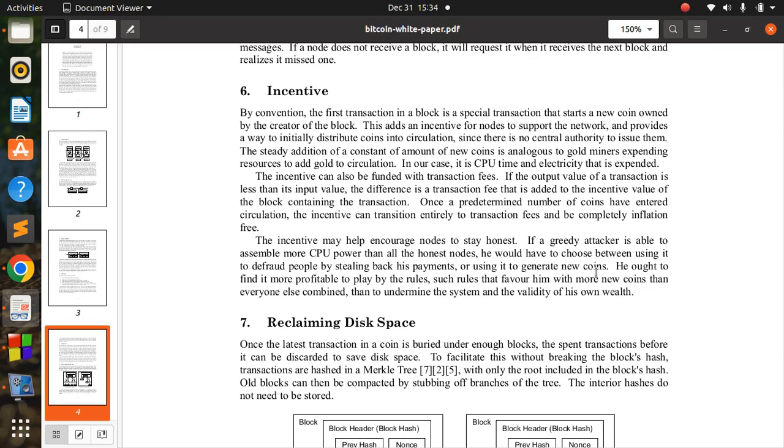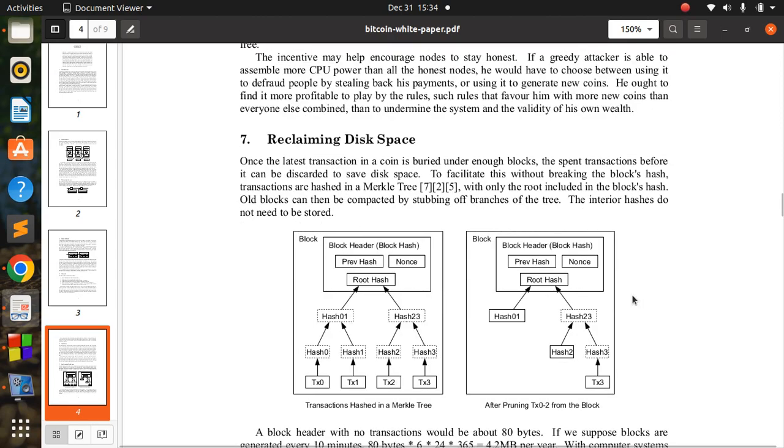Why is it not possible? Because so many honest nodes have more CPU power and more IP addresses than an attacker. Before an attacker will be able to assemble people to join him, it's going to take time. That's just the truth. He ought to find it more profitable to play by the rules, such rules that favor him with more new coins than everyone else combined, than to undermine the system and the validity of his own wealth.